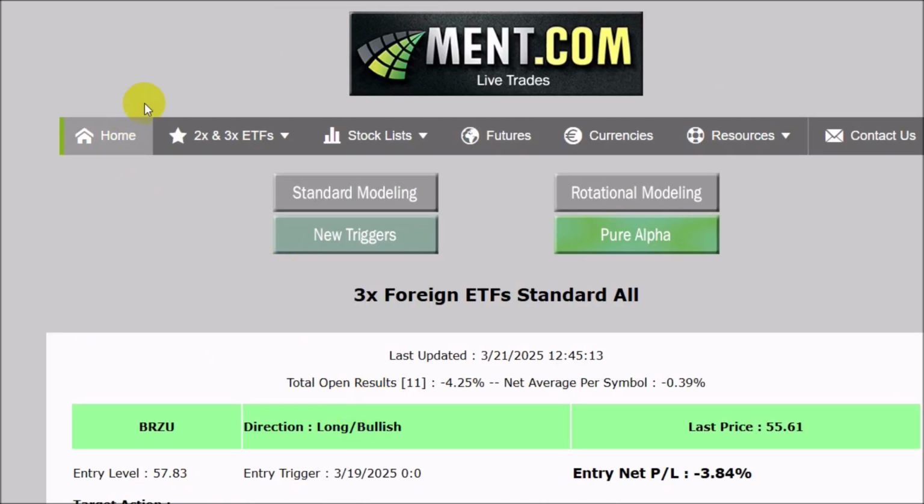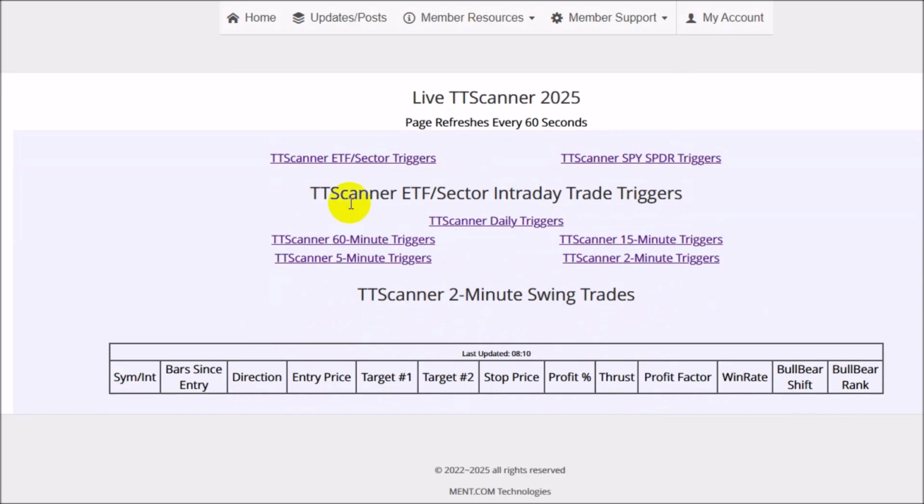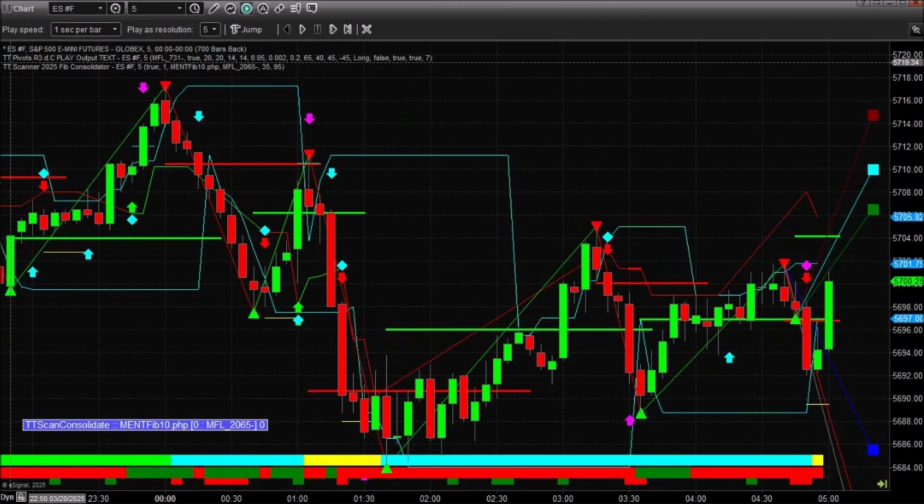You get swing trading here, so I'll give you an example. Right here on live trades, you get swing trading, end of day swing and targeted trading. Intraday signals now give you, again, the ETF sectors and the spider sectors using my TT scanner software. And what I'm working on right now is, I don't know what I'm going to name them yet, but number one is this Fibonacci system.